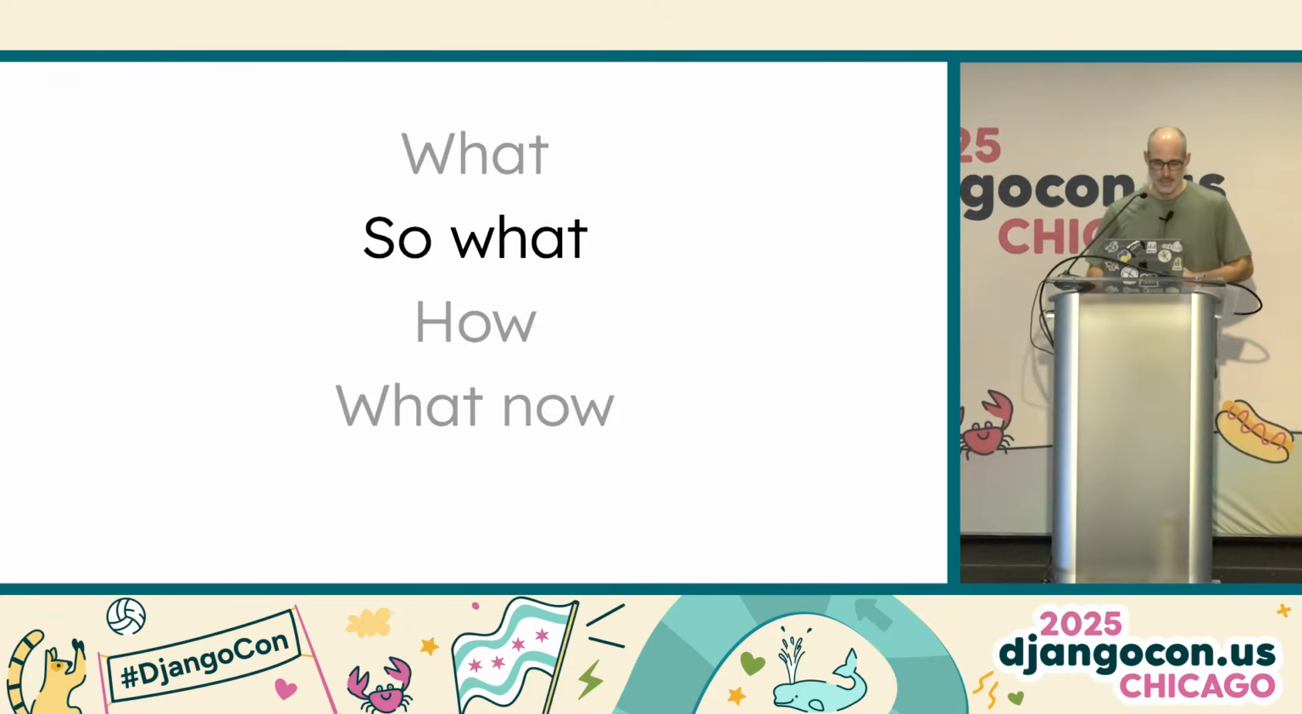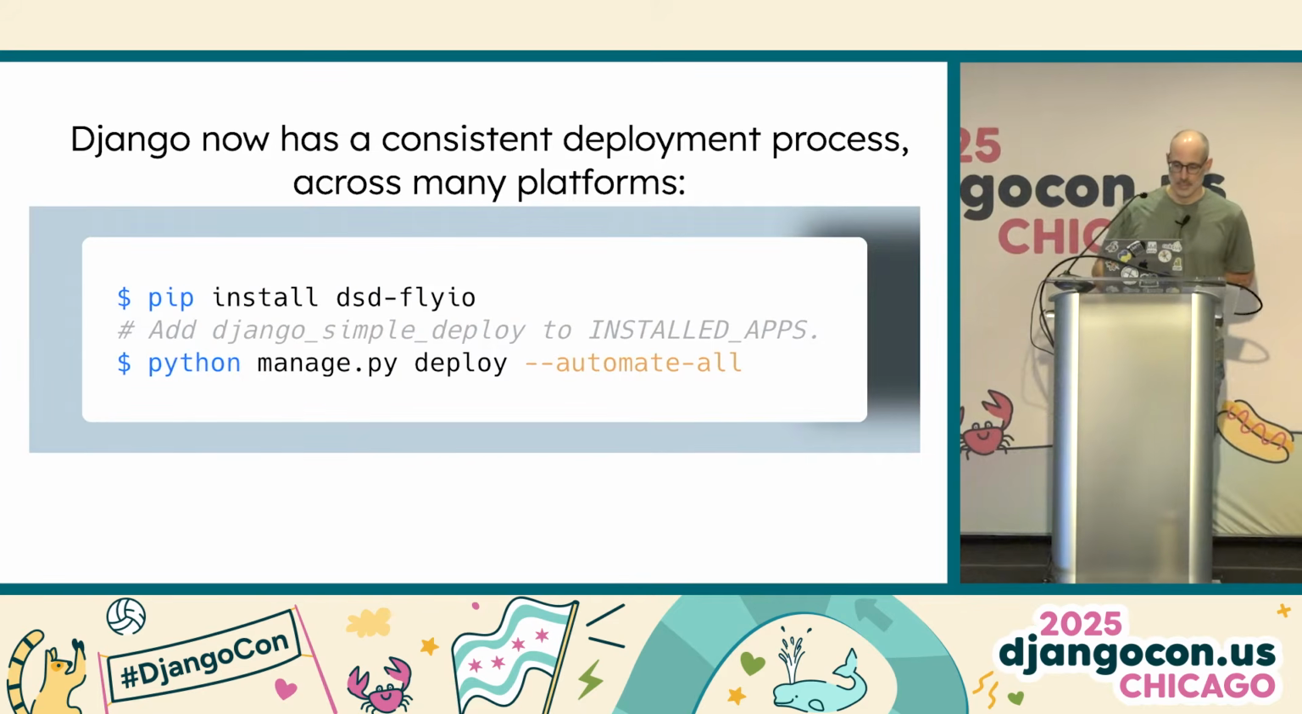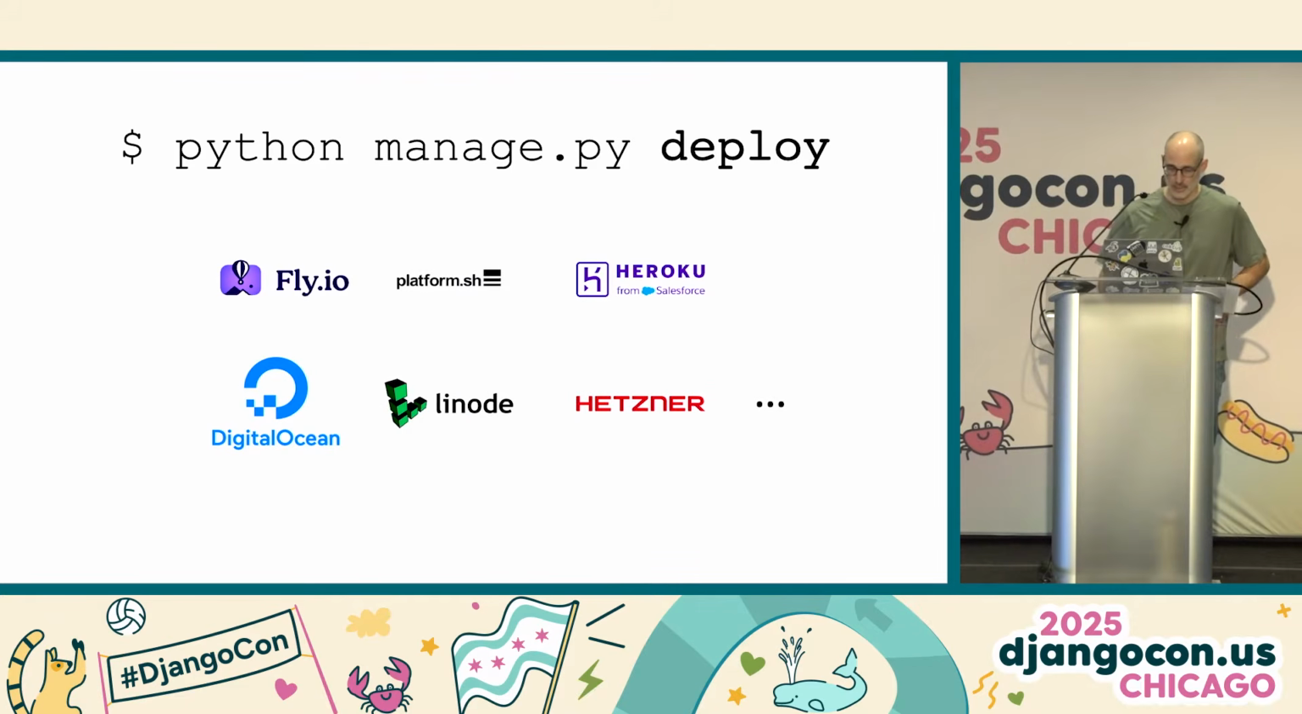All right. So what? Why is this important? Why does it matter? Django now has a consistent deployment process across many platforms. These are the steps for deploying to Fly.io. This is what we just saw. And this is for deploying to platform.sh, a different plugin. And this is for deploying to Heroku. And the dsd-vps plugin works for DigitalOcean, Linode, Hetzner, or any VPS provider. This one is currently at a 0.1 release. So we have one tool supporting many platforms.